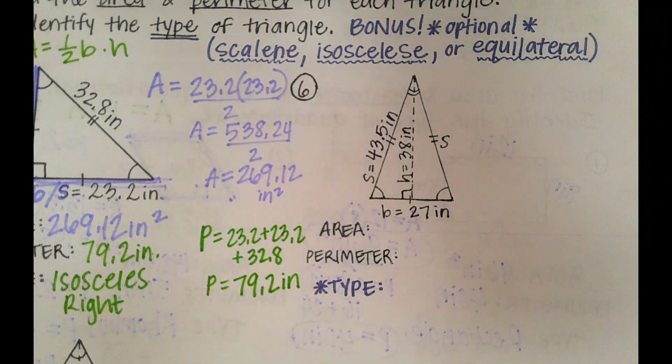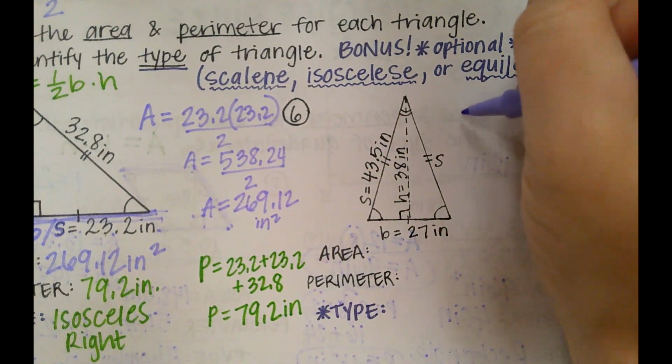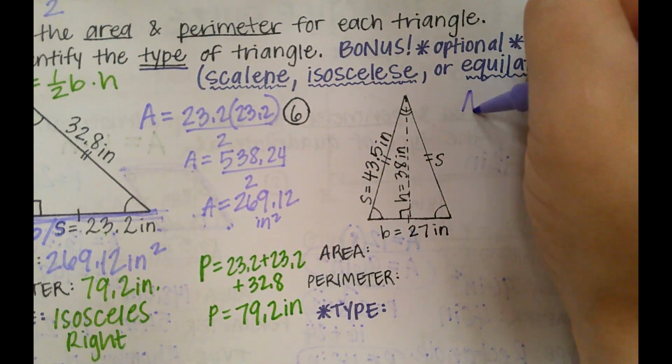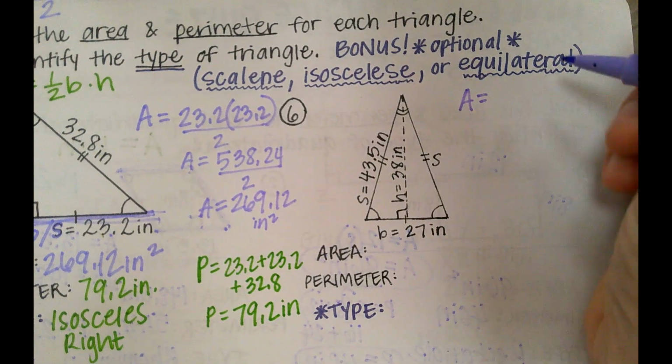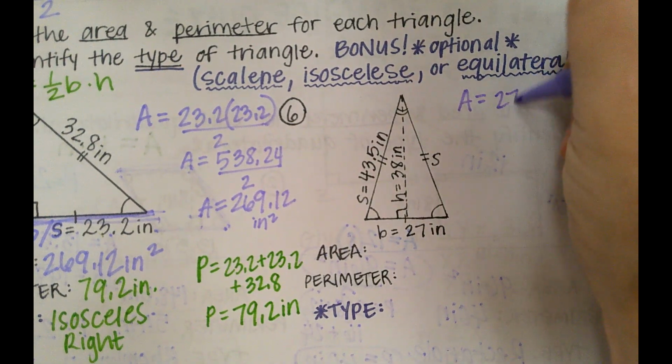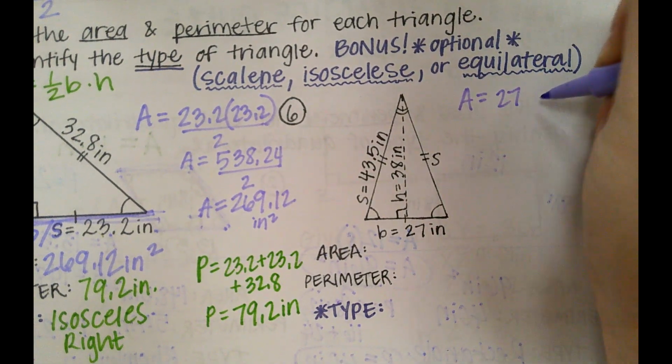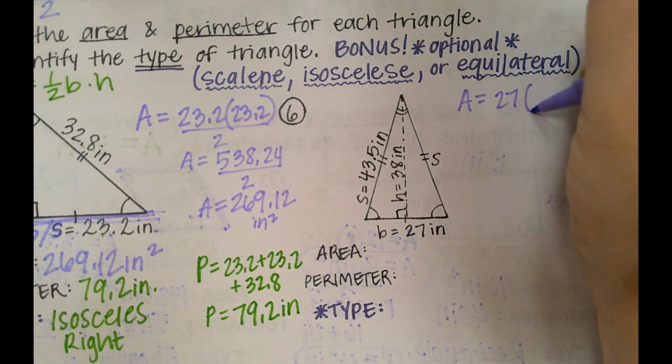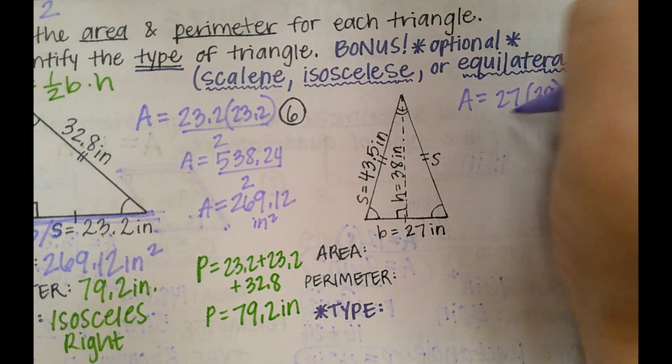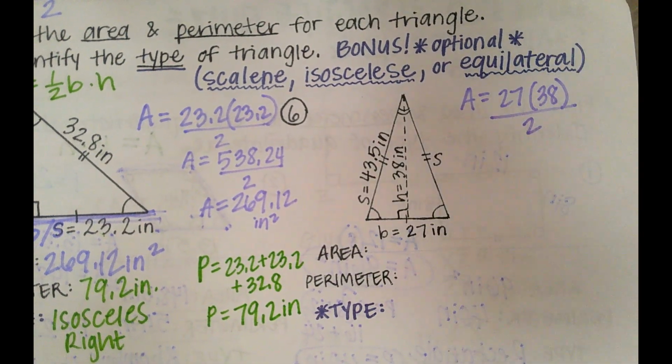For my area, I need that base and that height. What is my base for this triangle? 27. What's my height? 38 inches. And we'll divide by 2.